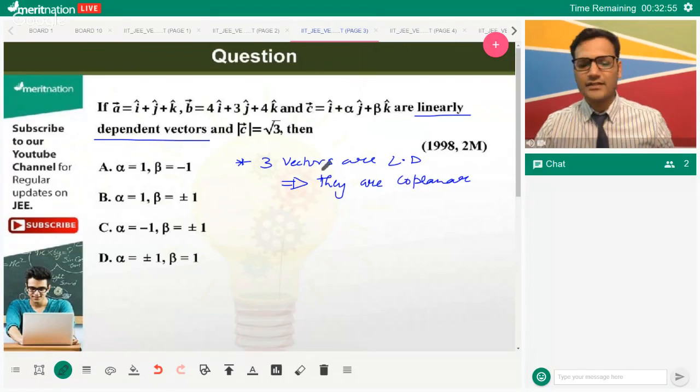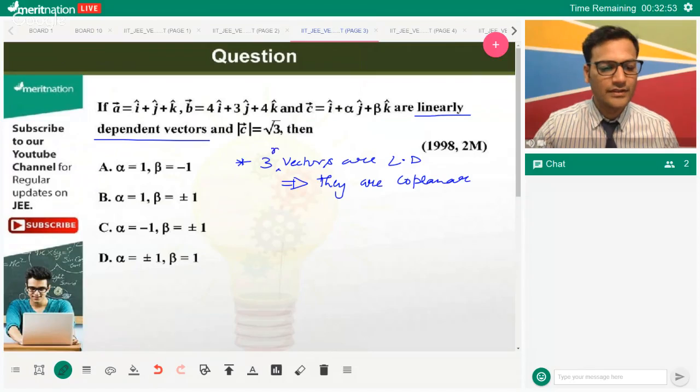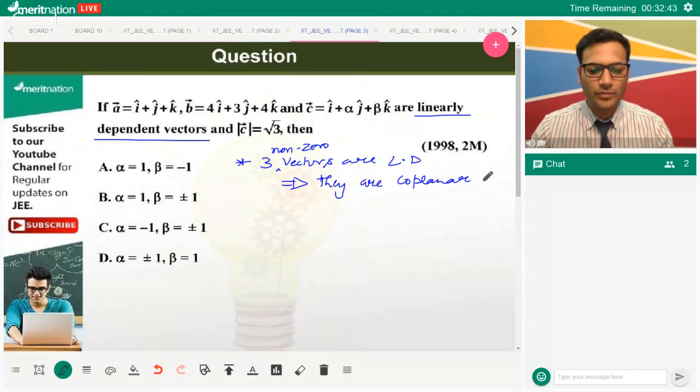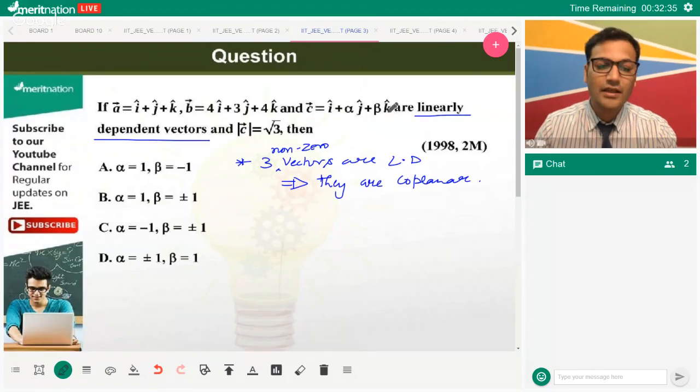Obviously, if I'm saying three non-zero vectors, they must be coplanar. So you can express one as the sum of the other two with a scalar in between, right? So then we can say that they are coplanar. So you can remember that. Over here, because the question says these three vectors are linearly dependent vectors, therefore we can say that the scalar triple product of these three must be equal to 0 as they are coplanar.